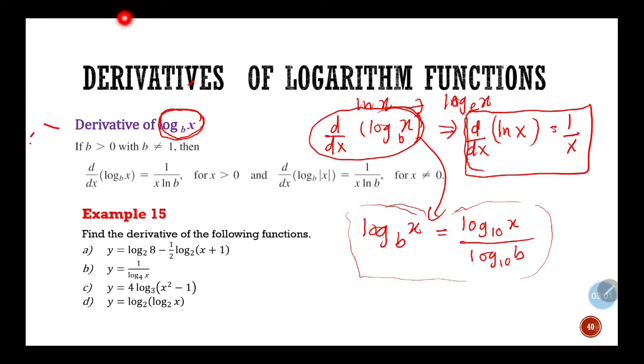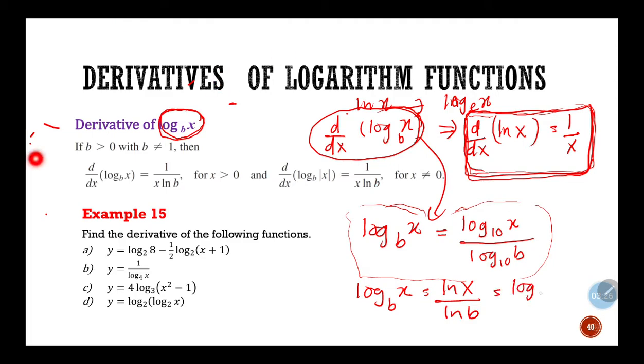Since we have the derivative of the logarithmic function for the natural logarithm, or base e, we have to change this into ln. Log x base b equals ln x over ln b. Originally it was log x base e over log b base e, and it becomes ln x over ln b.